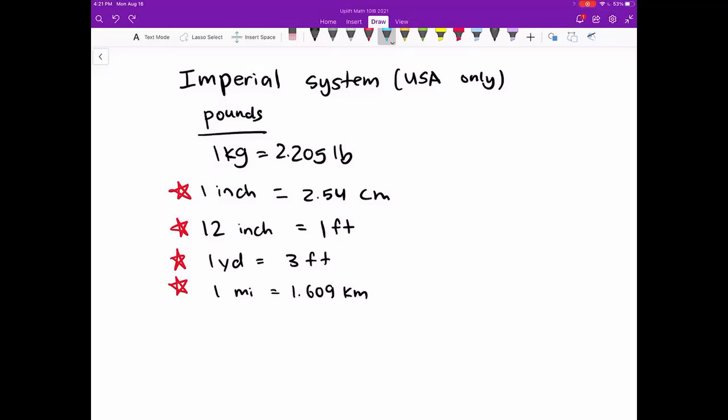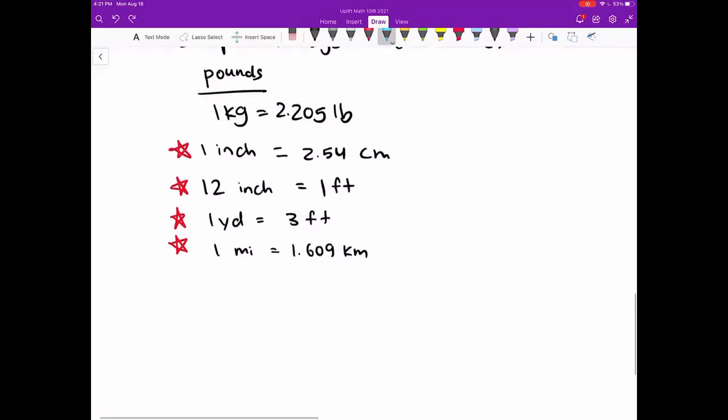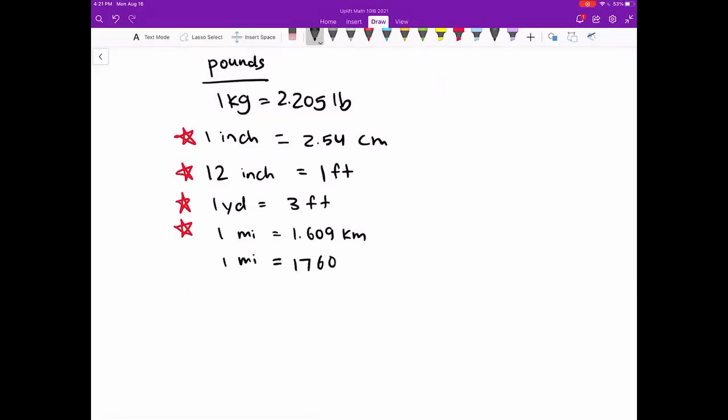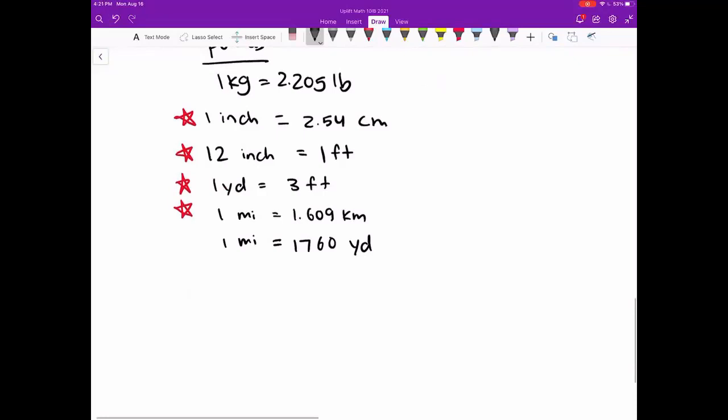How many yards in a mile? That's a great question. I think there's only two systems. Maybe there's a more obscure one, but these two are the most popular. Apparently 1 mile is 1760 yards. That's nice to know. Nice number. Finally, something that makes sense.